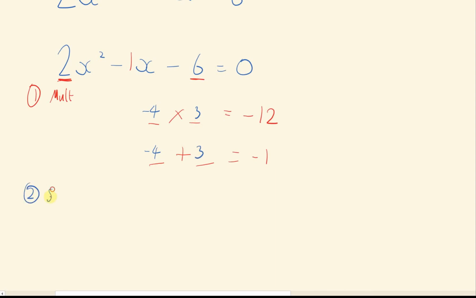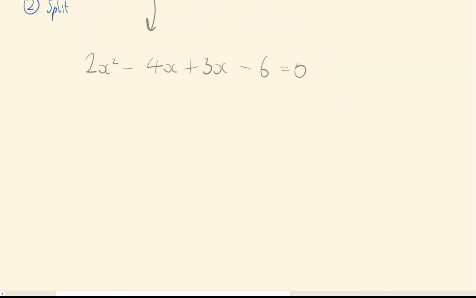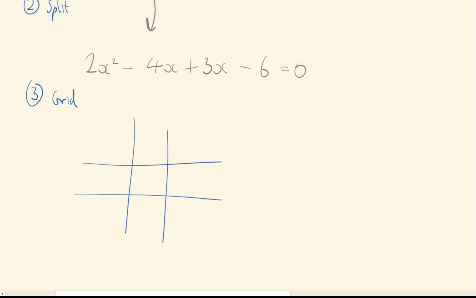Step 2 is where we split. That minus 4 and plus 3 tells us how we split this minus 1x in half. So we've now got 2x squared minus 4x plus 3x minus 6 equals 0. Again, keep this minus 6, it doesn't become a minus 12 down here. Then we go on to step 3, which is where we grid it out. So in expanding brackets, you normally use the grid. Here we're doing that, we're just working backwards.